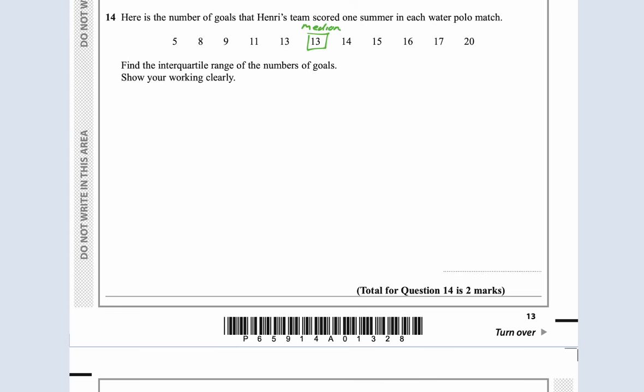And then the upper quartile will be the middle of these 5 numbers, which is this one. So that's Q3, and the lower quartile will be the middle of these ones, which is Q1. So the interquartile range, the IQR for short, is 16 minus 9, which is 7. So this is 7.